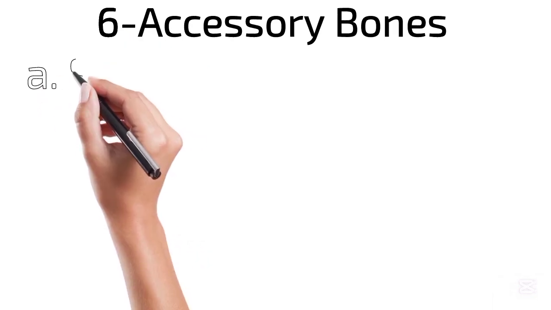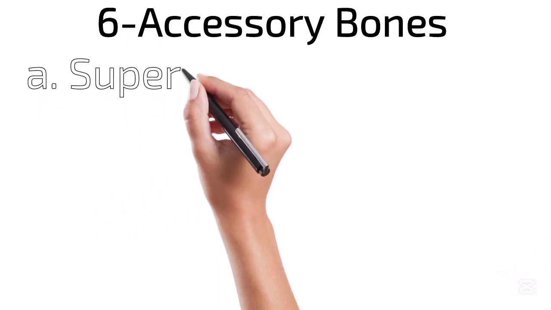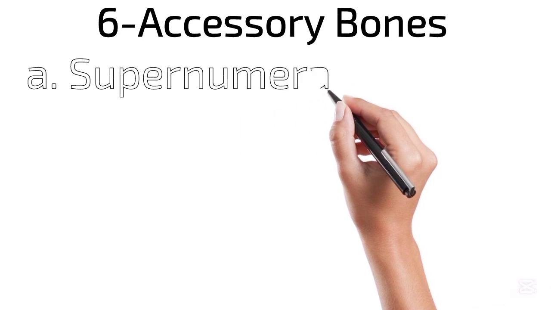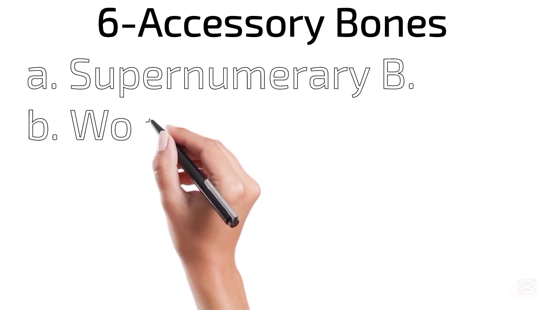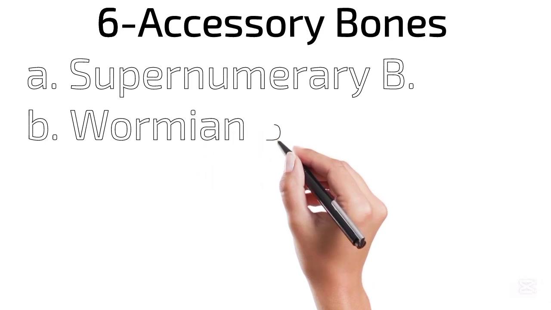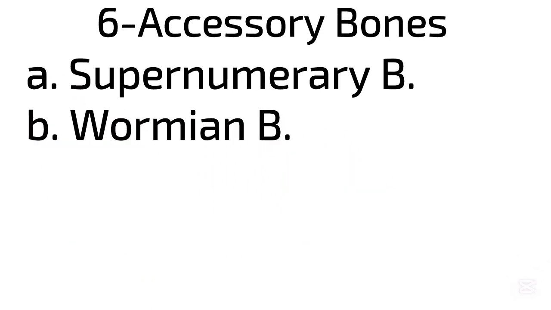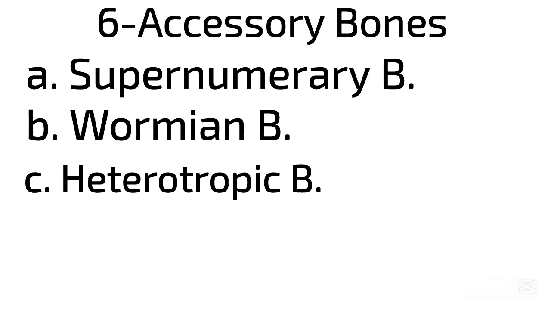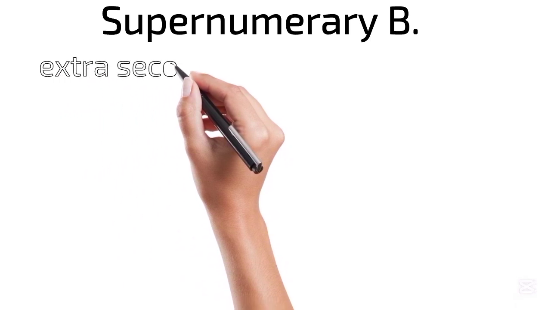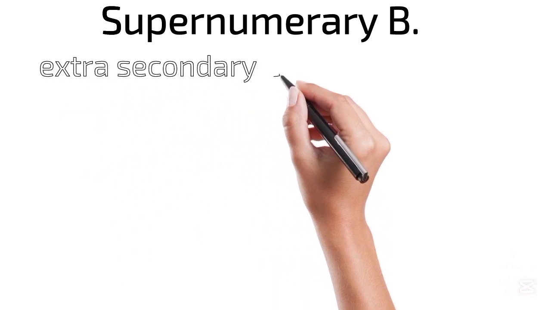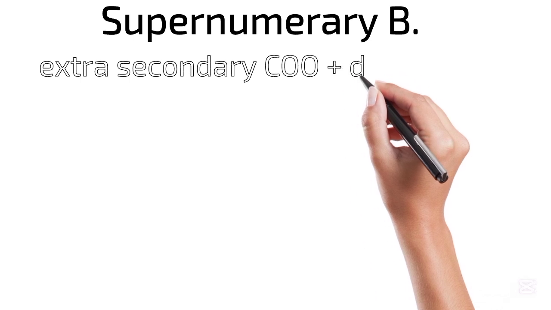One is the supernumerary bone, the other is the wormian bone, and the third is our heterotopic bones. So let's move towards the first one, that is supernumerary bones. In these bones, first there is a formation of an extra secondary center of ossification, and then the bone that is formed from that secondary center of ossification does not fuse with the main bone mass. They are commonly present in our foot, where they may be mistaken in radiographs as a fracture.